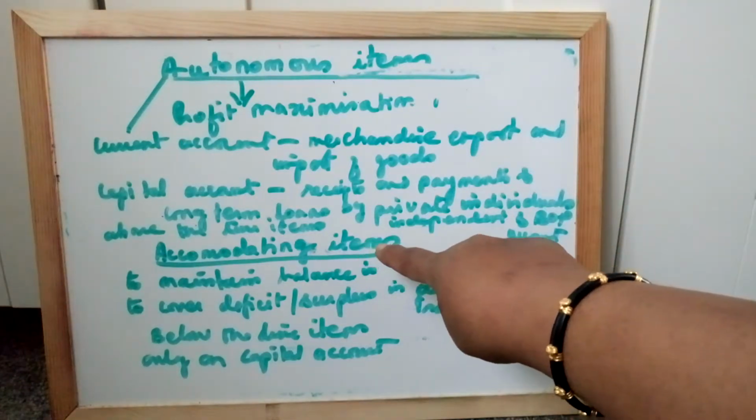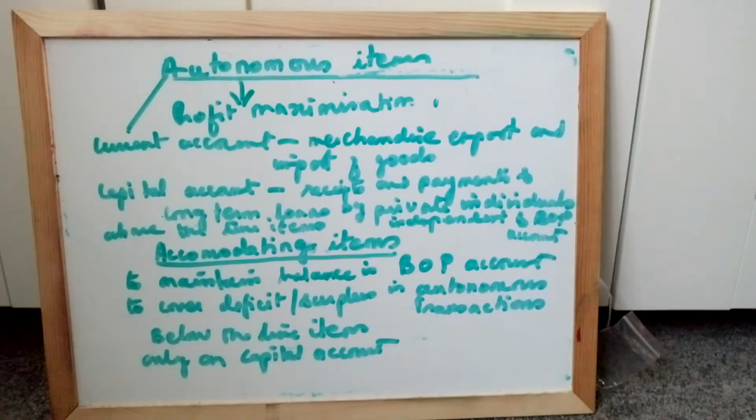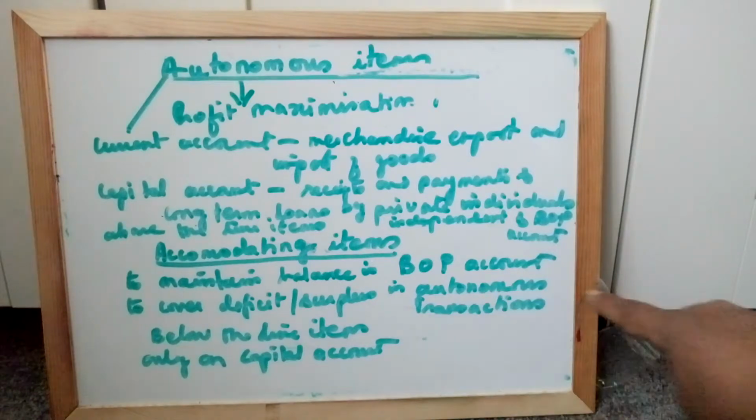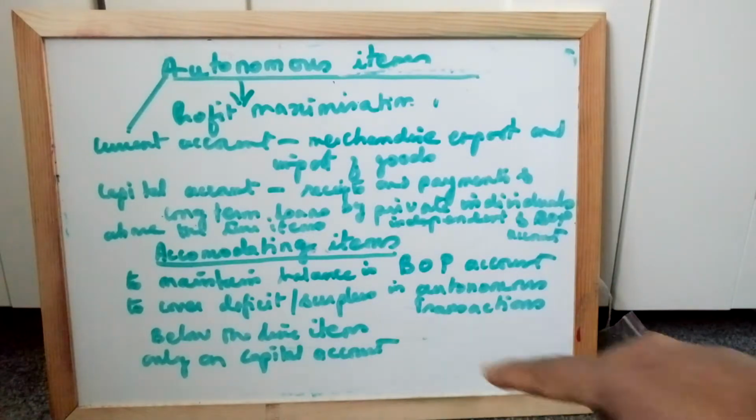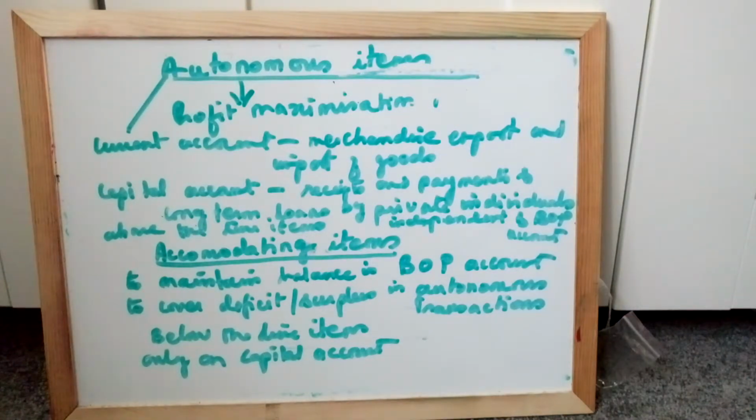What are accommodating items? The transactions which are undertaken to cover deficit or surplus in autonomous transactions. Such transactions are determined by net consequences of autonomous transactions. They are known as below the line items and you find them on capital account only. Accommodating transactions are compensating capital transactions which are meant to correct disequilibrium in autonomous items of balance of payment.